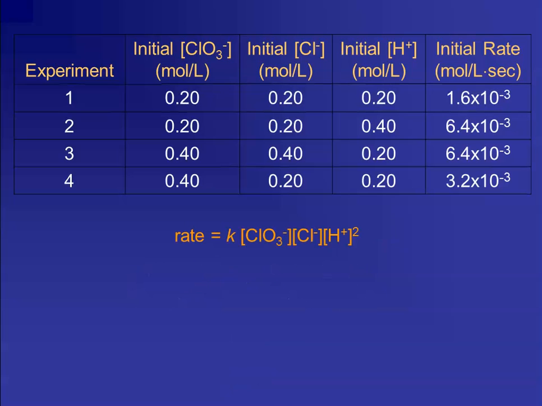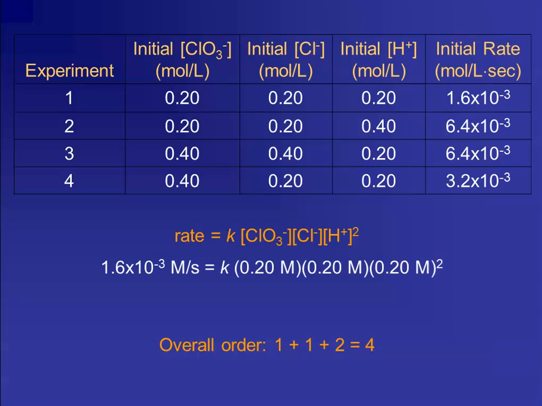So my rate law expression would look something like this: K times ClO3 minus times Cl minus times H plus squared. Because the orders of ClO3 minus and Cl minus were 1 each and H plus was 2, the overall order would be 4. Again, I can use any of my 4 experiments to solve for the value of K. So if I substitute in for experiment 1, my initial rate and my initial concentrations, make sure you square H plus's concentration since that was the order with respect to H plus. You would have molar to the 4th on your reactant side.